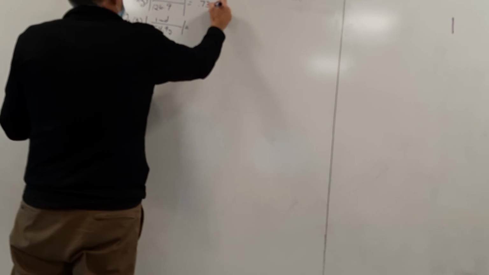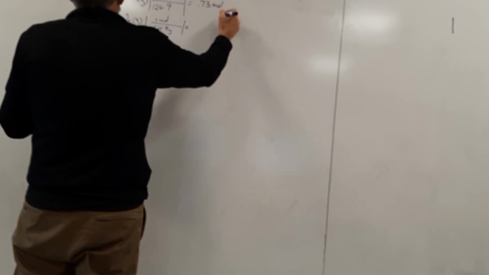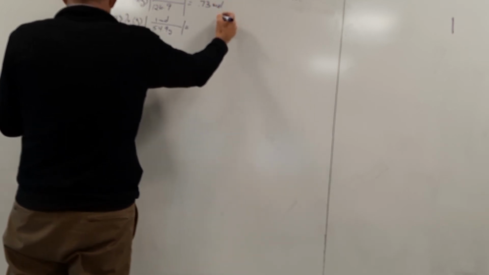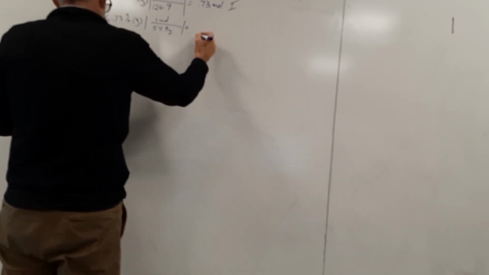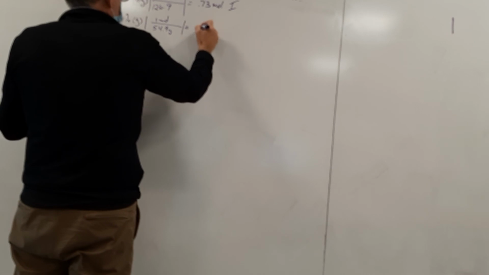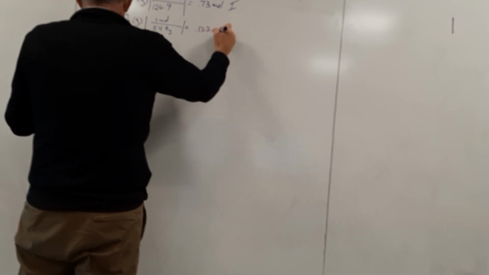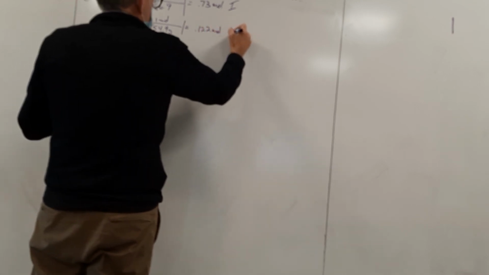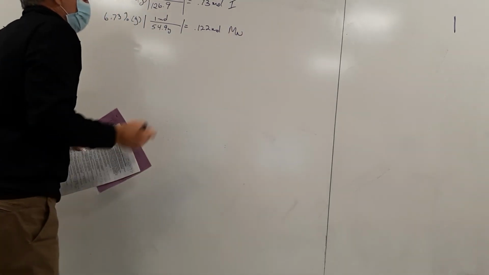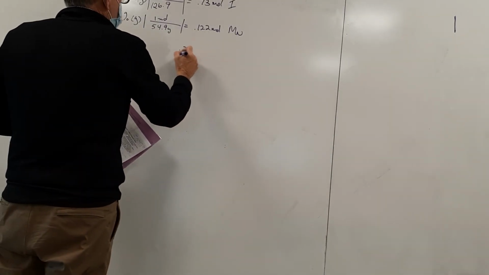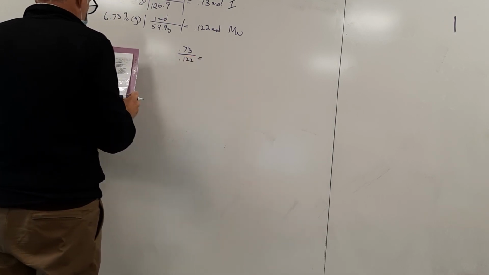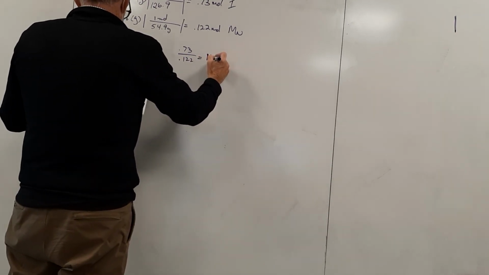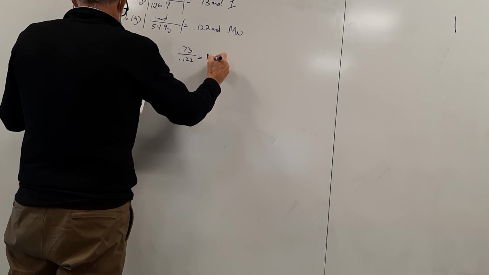I end up with 0.73 moles of, what was that? Iodine, and 0.122 moles of manganese. Divide 0.73 by 0.122, and I end up with M and manganese or magnesium? Magnesium, manganese, Mn.